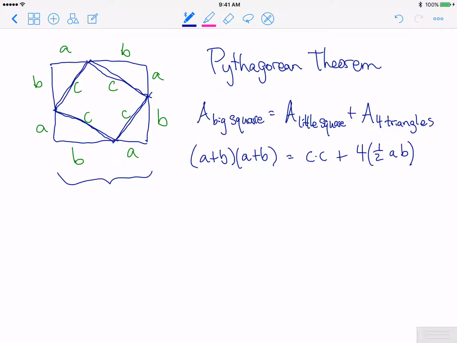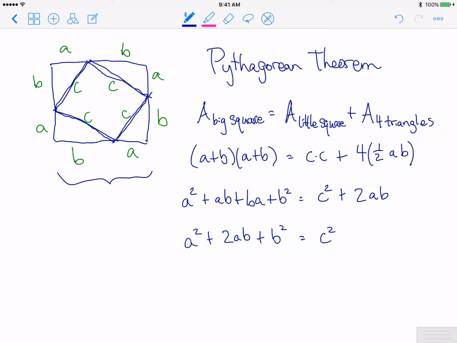So with a plus b times a plus b, we'll use the generalized distributive property. We'll say that this is going to be a squared plus ab plus ba plus b squared. And it's going to be equal to c squared plus 4 times 1/2 is 2ab. Okay. So if you notice here, we get a squared plus ab plus ba, that's going to be plus 2ab, so our multiplication is commutative in this case. And it's going to be plus b squared on the left side, and this should be equal to c squared plus 2ab on the right side.